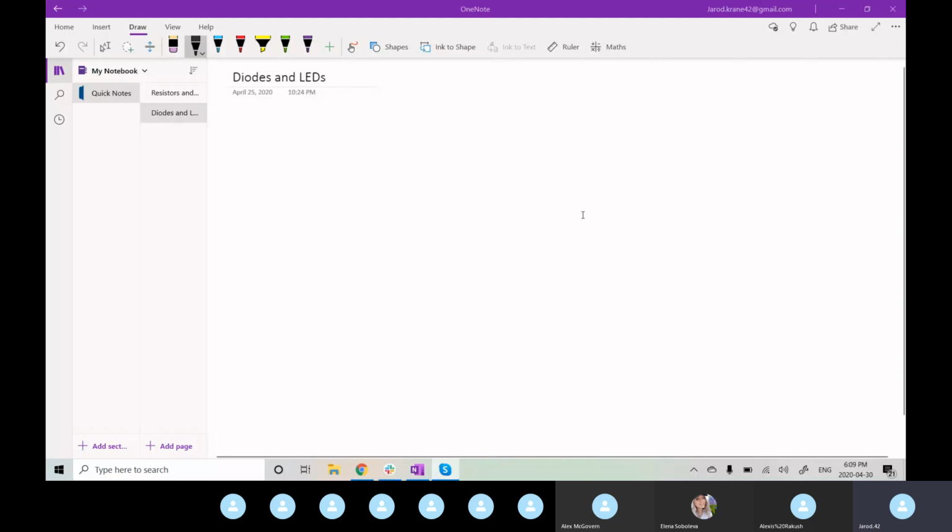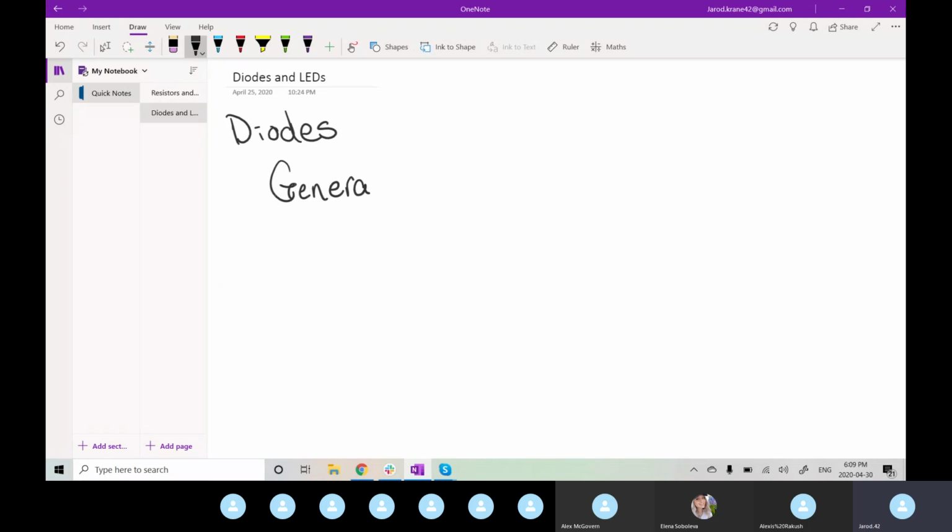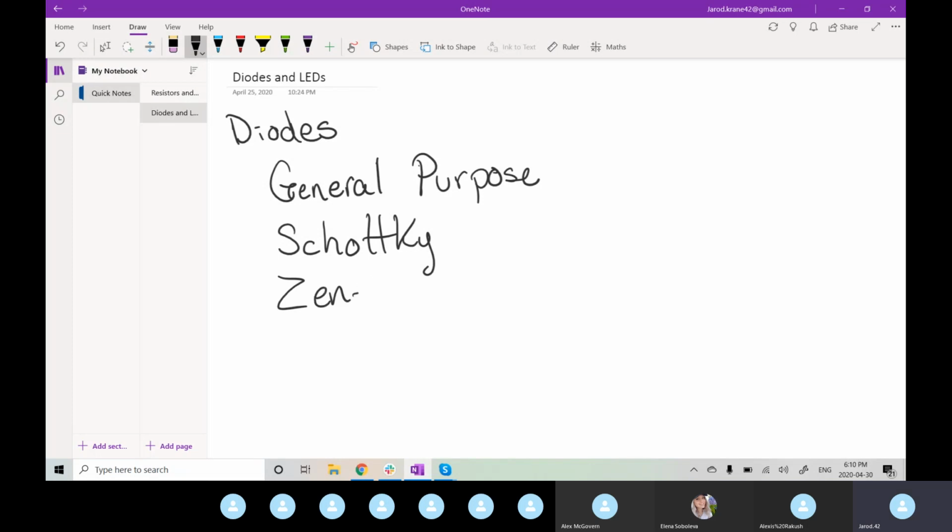So yeah, today, diodes, LEDs. I'll be going over the four main diodes, being the general purpose, the most common diode that you'll encounter, Schottky, Zener, and TVS.